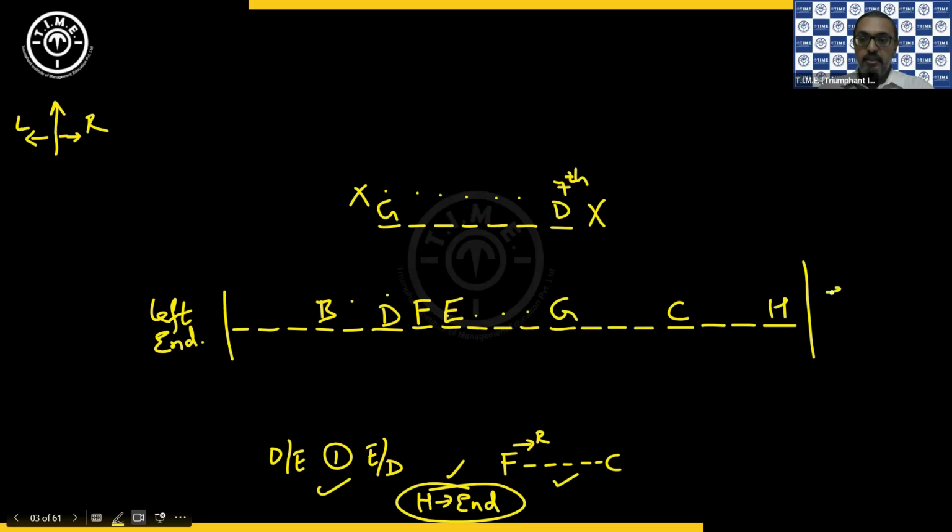And that can now be identified as the right end, because H is at one of the ends. So that is the right end. Now we have the total number of persons here.